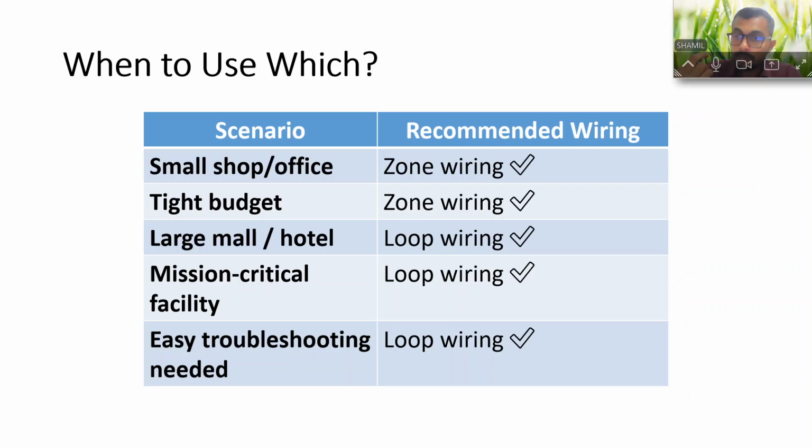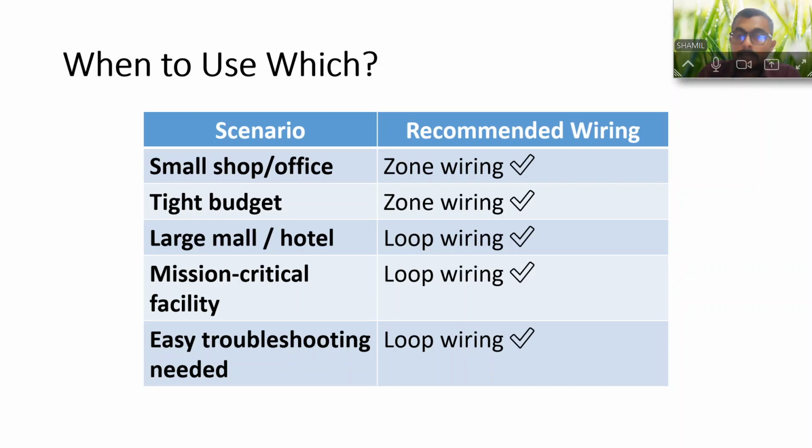Okay, so when should we use the conventional system? When should we use the zone wiring and when should we use the loop wiring? If it is a small shop or office, it is recommended to use zone wiring. If you have a tight budget, again zone wiring is suggested. If it is a large mall or a hotel, then you can use loop wiring because it has lots of devices and a loop needs to cover so many devices. So that's the advantage of the loop.